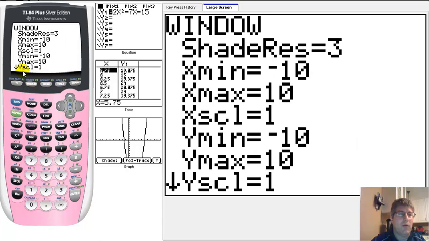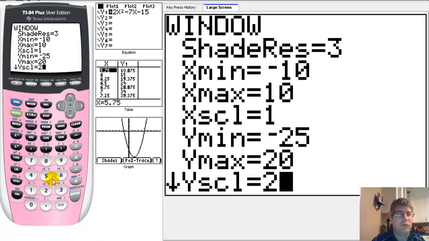So we'll take a look at our window. I'll hit the window button. I'm going to keep my x scale the same, because if you look at the x axis I can see pretty well, but the y, boy, I can't see the bottom of that, so I need to go further down on the y axis. So I'm going to make my y minimum about -25. My y max, I'm going to go a little bit higher, up to 20. And let's go ahead and count by 2's. So I change my scale to 2's.